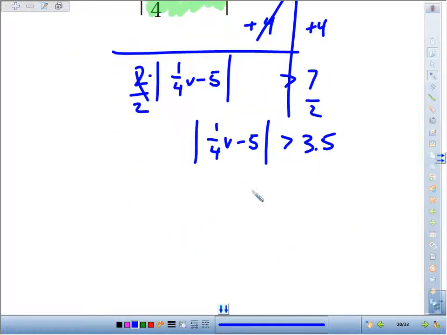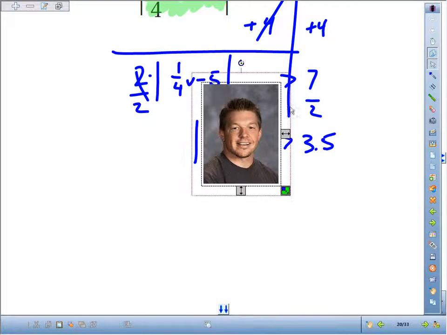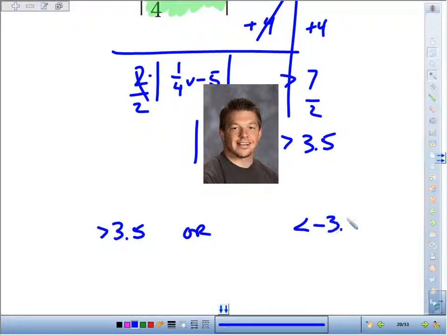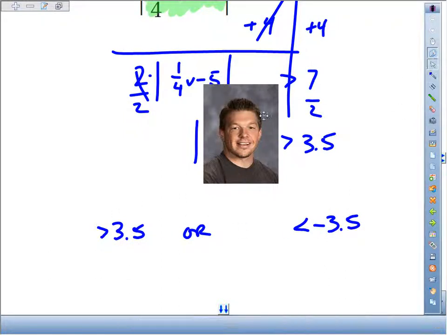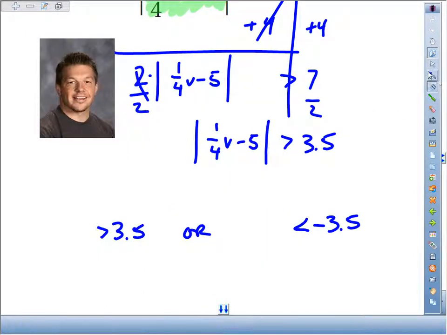So now is when you put your thinking cap on, and you think, Mr. Swenson, he's more than 3.5 from 0. So if he goes in the positive direction, he would be any number bigger than 3.5. Or if he goes in the negative direction, to be further than 3.5 from 0, he'd have to be less than negative 3.5. How can I be bigger than the positive or less than the negative? Swenson could be here or here. He's just a cover up for 1/4 v minus 5 though.